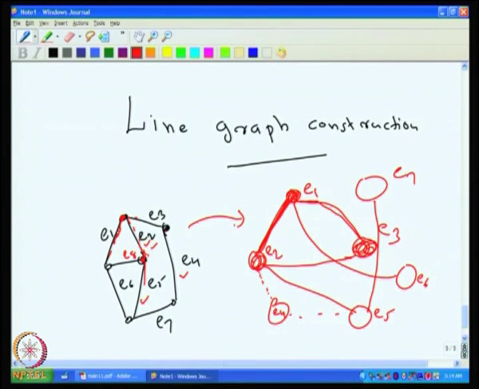So, if I construct a graph like this from this graph, then it is called a line graph. Here in the line graph, the vertex set is the set of edges of this graph, and two vertices here will be connected if the two vertices are in fact two edges of this graph, and whenever these two edges share an endpoint in this graph, we will connect them together with an edge. This is the line graph construction, right.